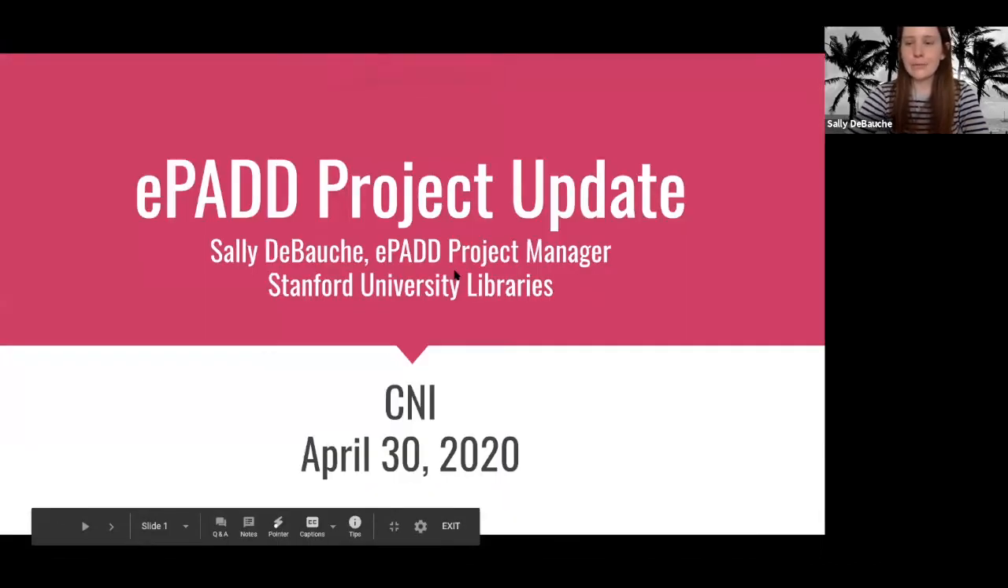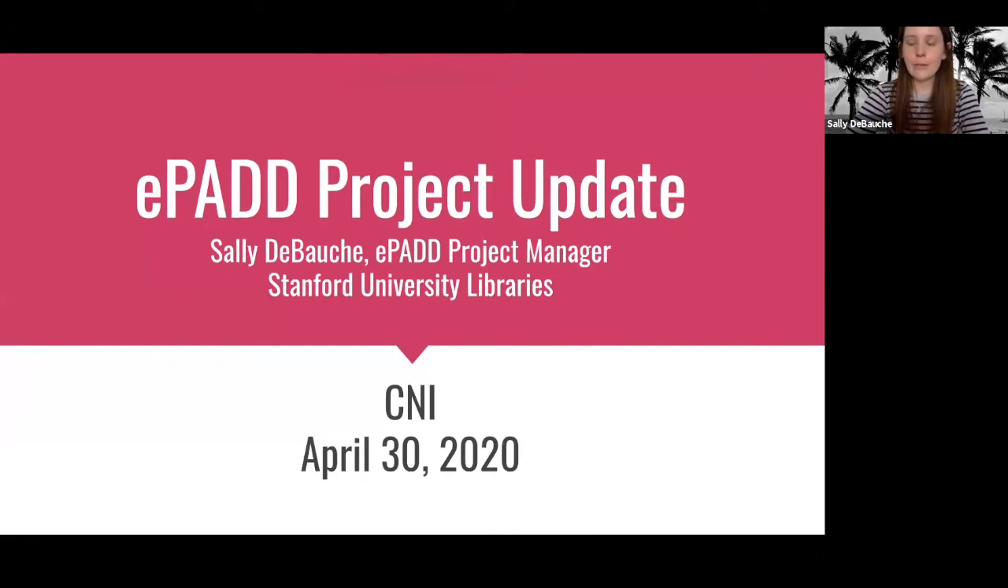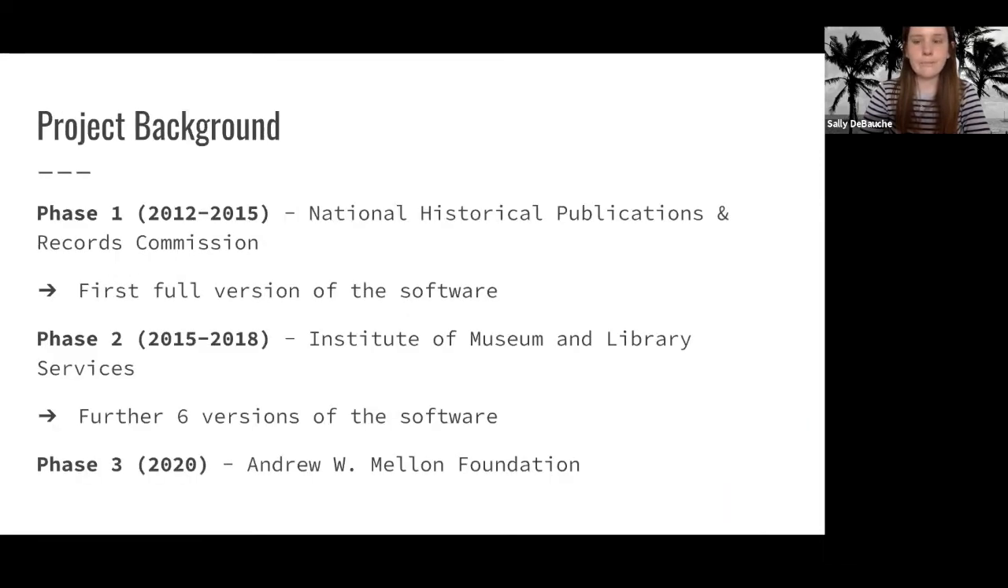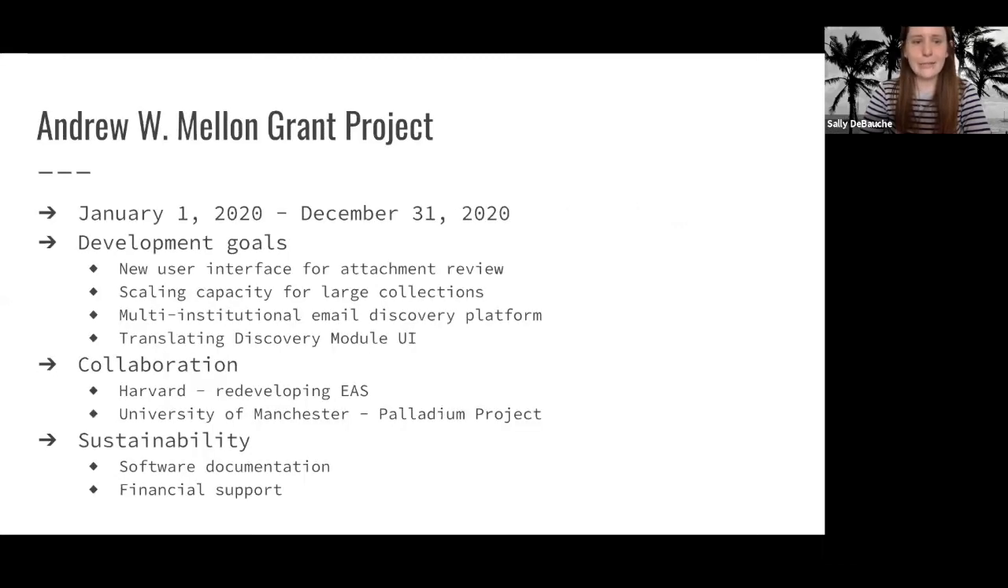So my name is Sally DeBauche. I am the project manager for the ePADD project at Stanford University. And ePADD is a free and open source software. It's developed by archivists and computer scientists using machine learning, automated metadata extraction, and natural language processing to support the review, discovery, and delivery of historic email collections. The project began in 2012, and 8 years and 6 versions later, we're here in 2020 on version 7.2.